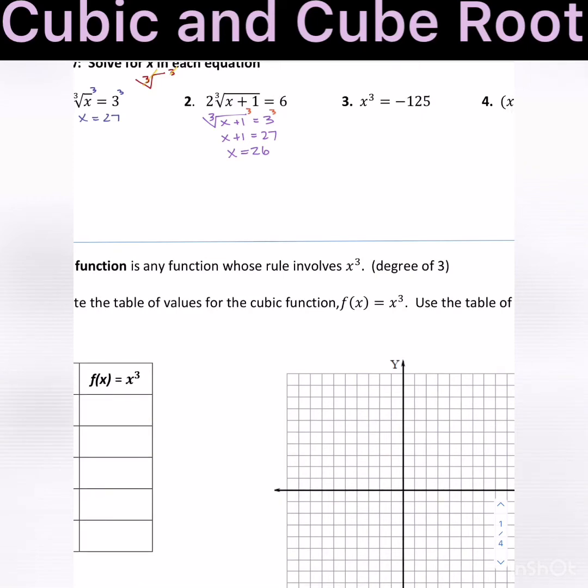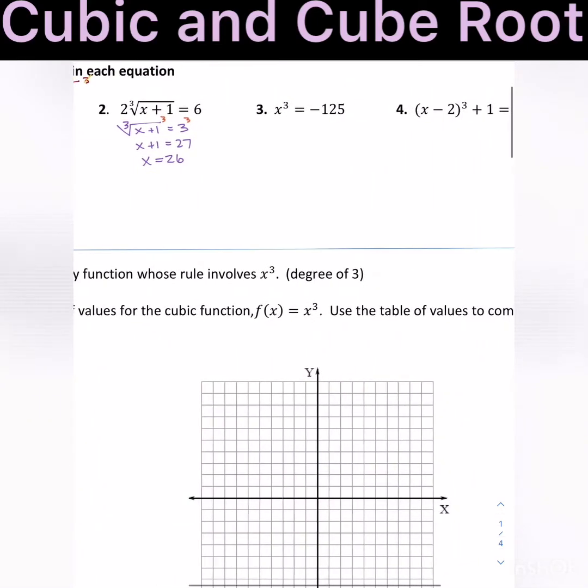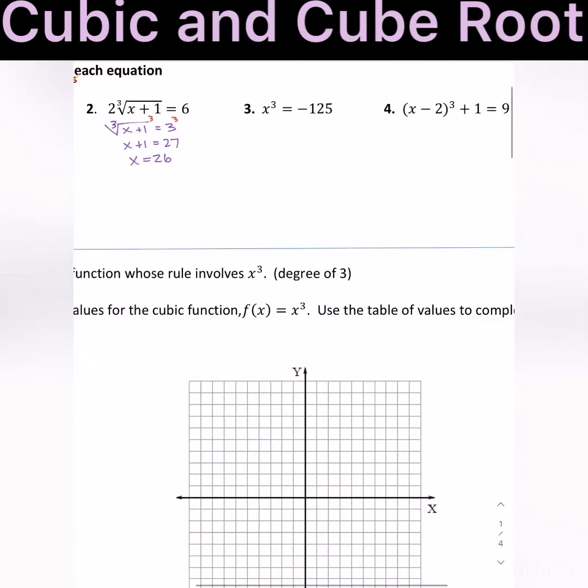Going on to number 3. In this case, I need to do the opposite of cubing a number, which is going to be cube rooting a number. So x is going to equal the cube root of negative 125. Now you have to ask yourself a question. What is the cube root of negative 125? And it is negative 5, because negative 5 times negative 5 times negative 5.